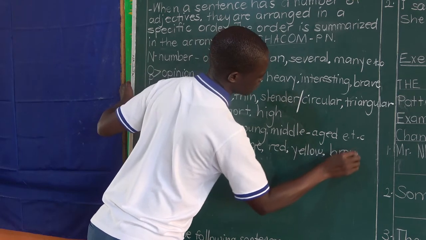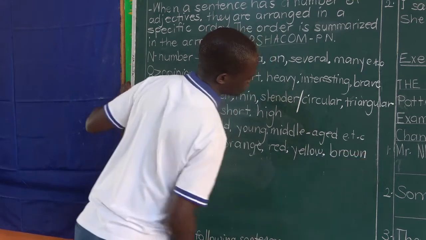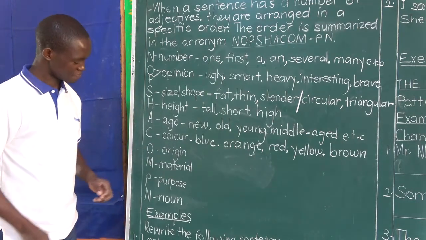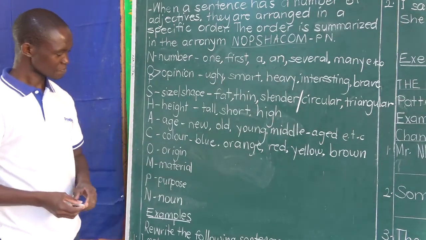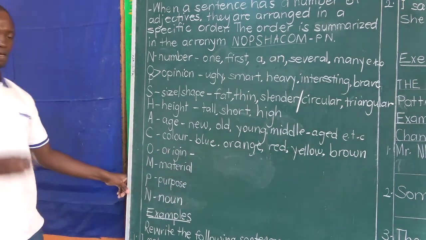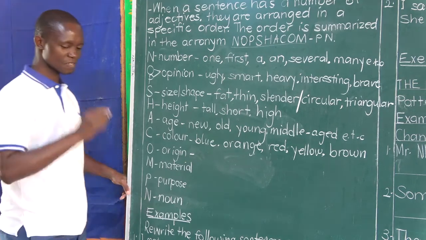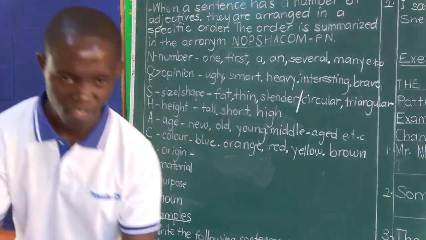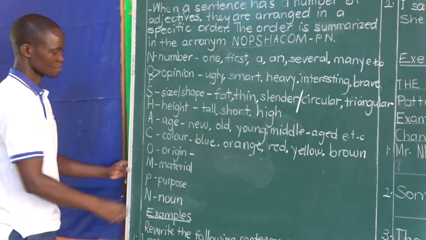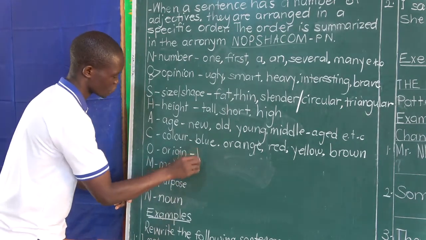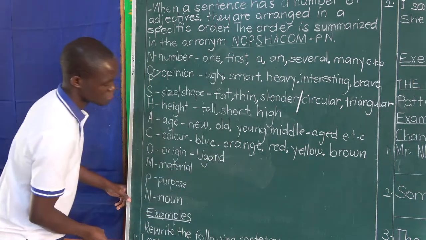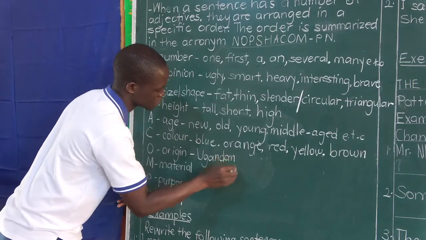Brown, black, peach, pink. Origin: under origin, we talk of adjectives which we call proper adjectives. They start with capital letters. All adjectives of origin start with capital letters. Think of them and you'll know, you'll never forget your motherland, Uganda. From Uganda, we form the adjective Ugandan.